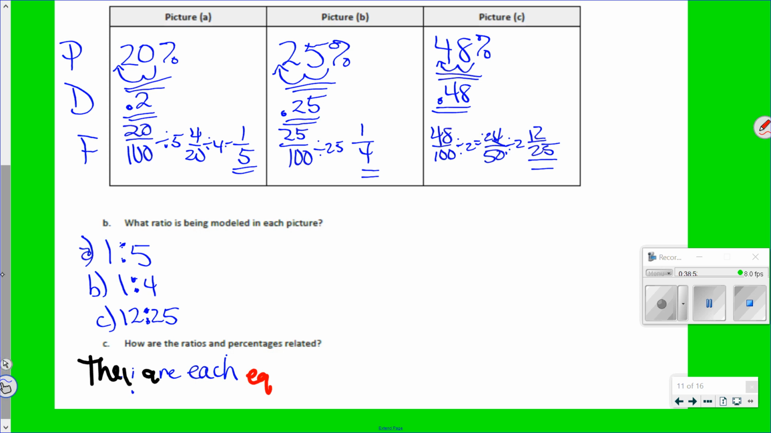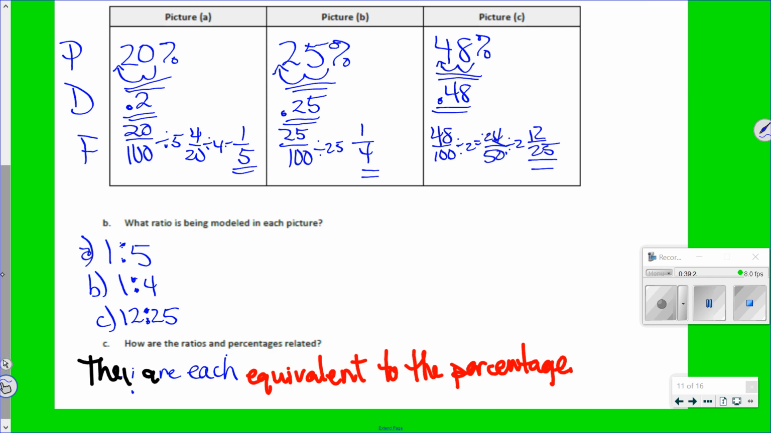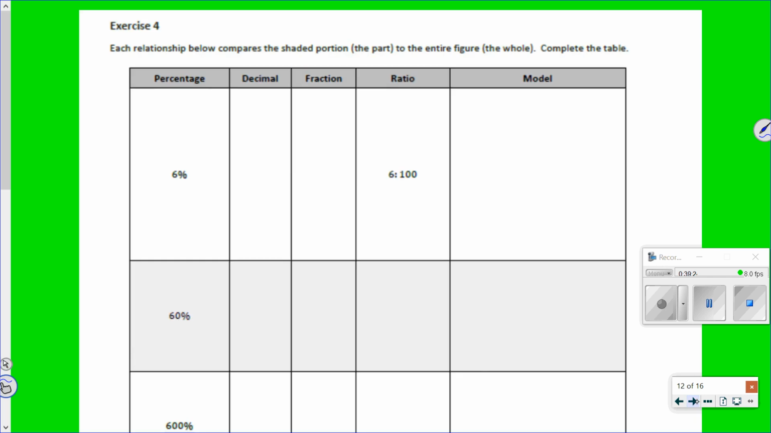Now this is really fun. I have not touched a thing, and I'm on my third color. They are each equivalent to the percentage. So if I take that percentage and simplify as a fraction, I get the ratio. Make sense? Any questions on that page, guys? Okay, we're going to go to our next one then.